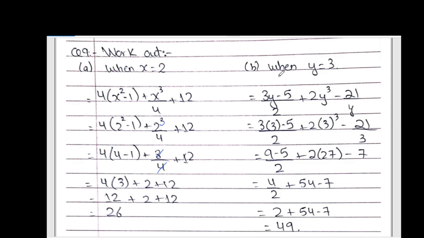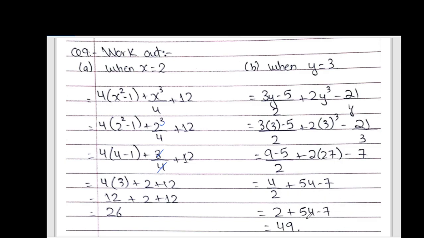Continue with B when y is equal to 3: (3y − 5)/2 + 2y³ − 21/y. By putting the value of y, 3 into 3 minus 5 over 2, plus 2 into 3 cubed, minus 21 over 3. 3 into 3 is 9. 9 minus 5 is 4 divided by 2, plus 2 into 27, which is 54, then minus 7 as it is. 4 over 2 is 2, plus 54, minus 7.